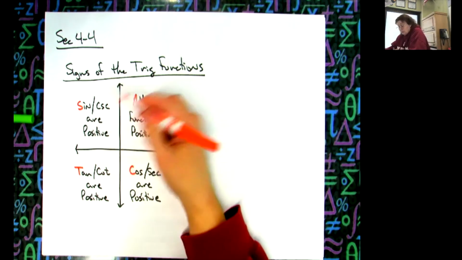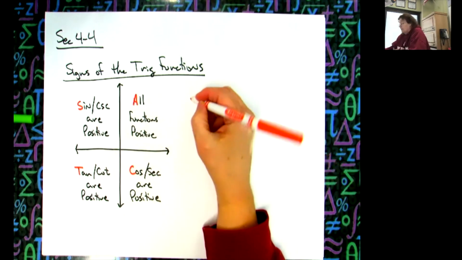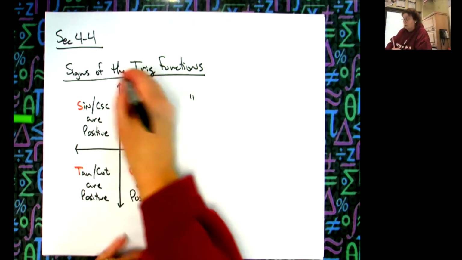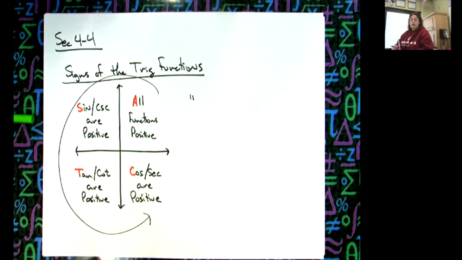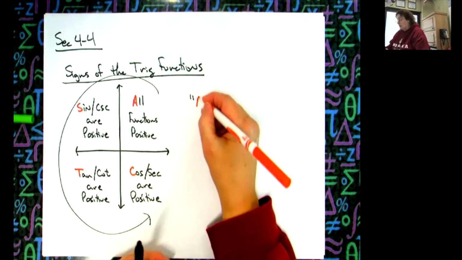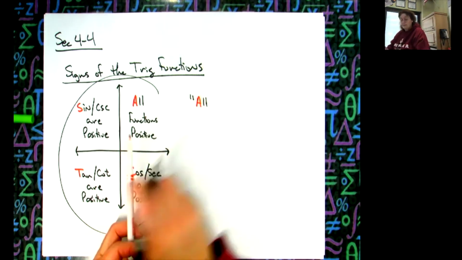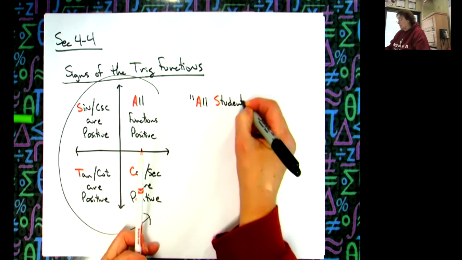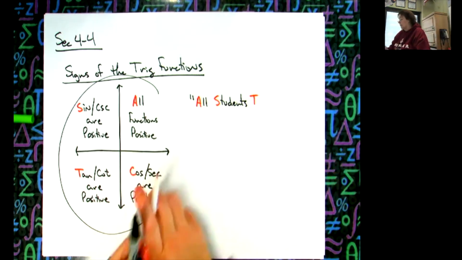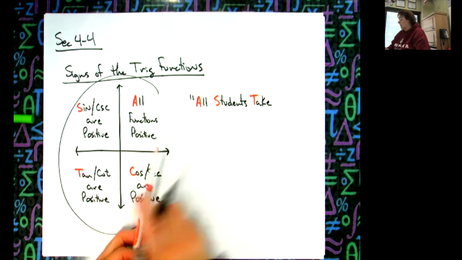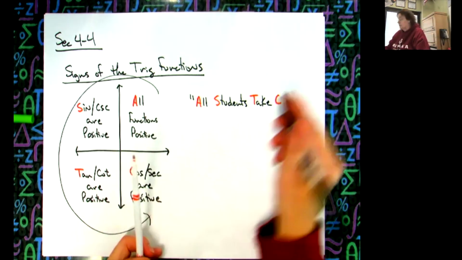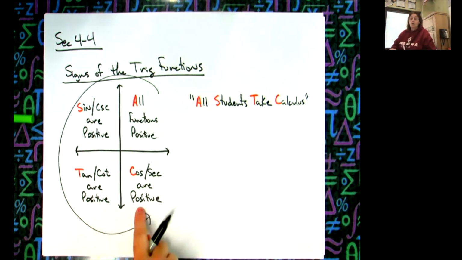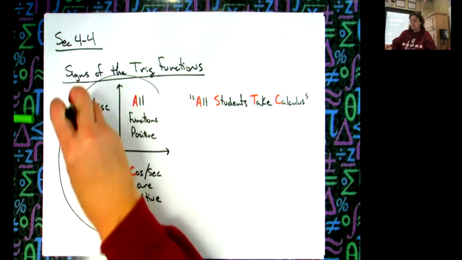Now what I have done here, I've done these letters and colors so that we can do a mnemonic. We always go counterclockwise around the circle. The A stands for all, students, S, take, calculus. Not necessarily a true statement. However, a nice little mnemonic that's going to help you remember, hopefully at least the first letter there. So all students take calculus.